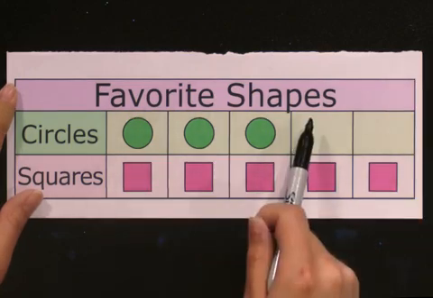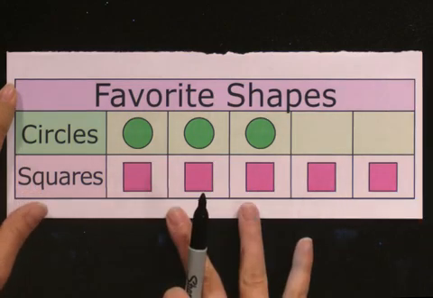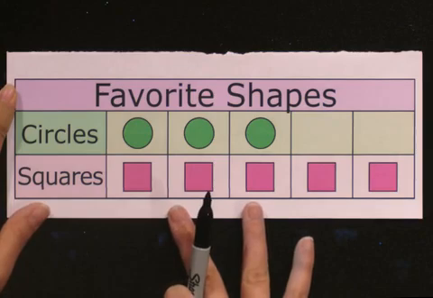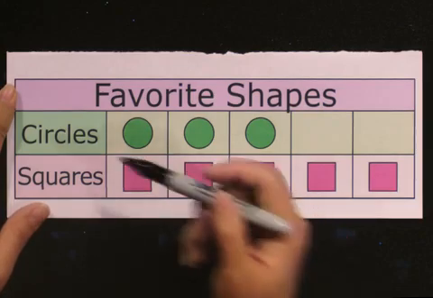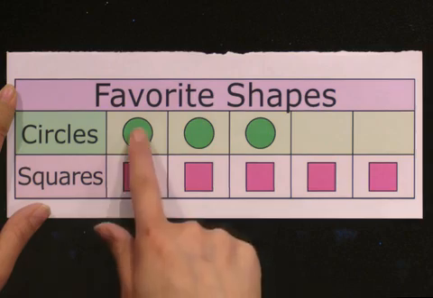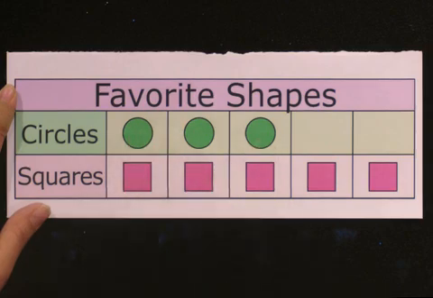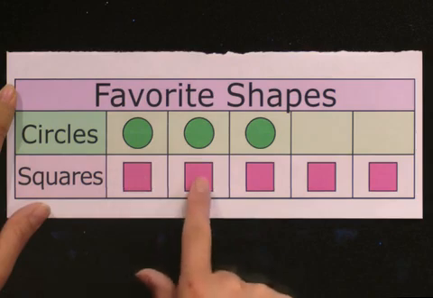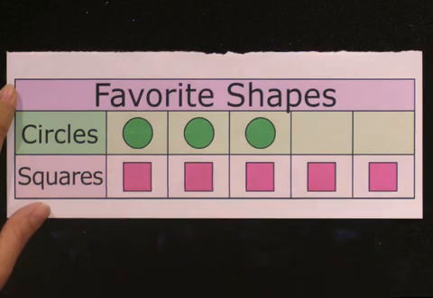You can see that in the title it says favorite shapes. In this graph, I asked the students, do you like circles or squares more? You can see that 1, 2, 3 students chose circles, and 1, 2, 3, 4, 5 students chose squares. So again, I want to know, did more students choose circles or squares?